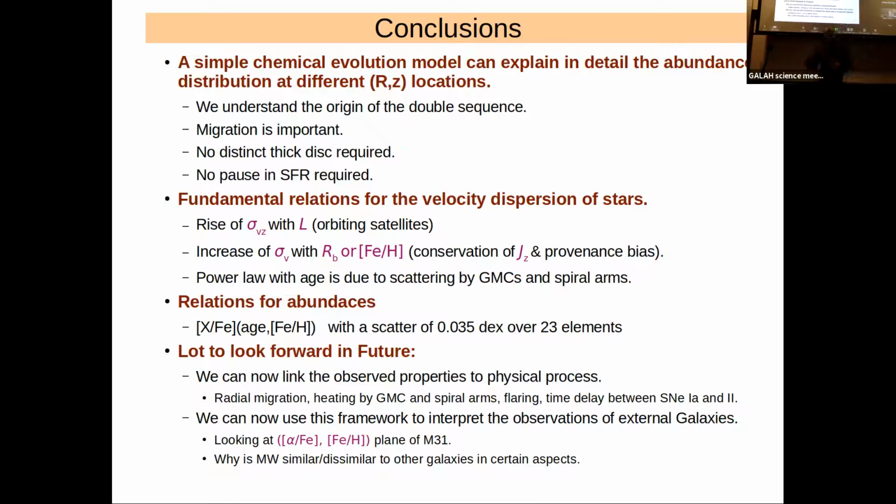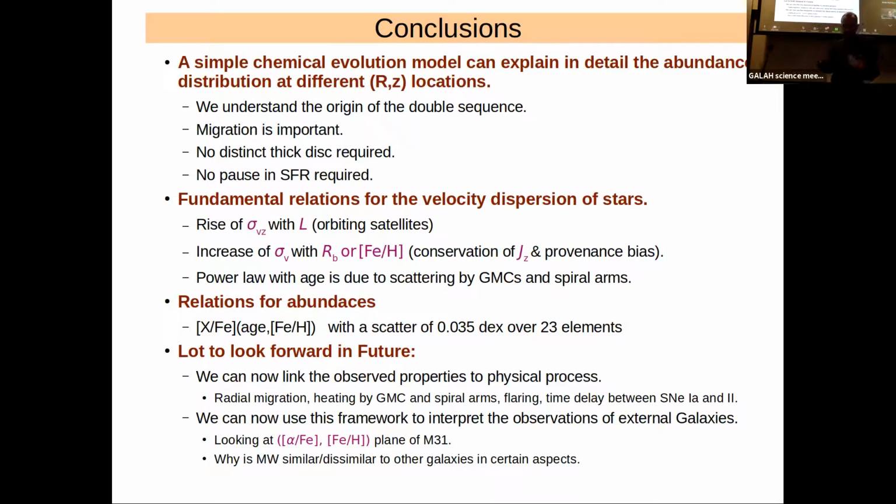We learned about the fundamental relations of velocity dispersion, especially the fact that orbiting satellites might be important for explaining the rise of sigma with L that we saw. And there's conservation of vertical action and also provenance bias, that migration is more efficient for cooler stars probably. And we learned about how scattering by GMCs and spiral arms can explain the dependence on age. Finally, most abundances can be predicted just from age and metallicity.